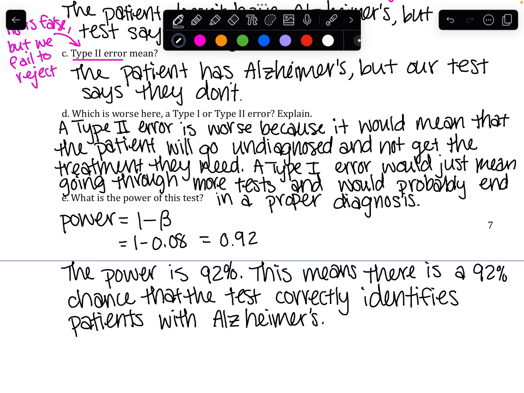And power, that's what we want to show. We want our test to diagnose people with Alzheimer's, and we want it to be right. That's the real goal here. So power is typically what you want to show and actually being able to show it and it being correct. That's what you want. All right, that's the end of chapter 20.